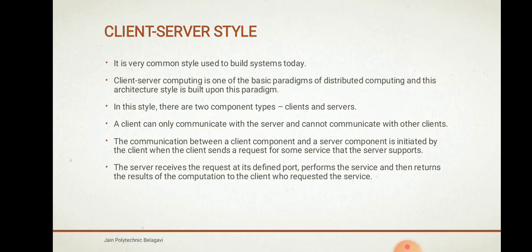The communication between those two components is initiated by the client. Always the client sends a request for a service that a server supports. If the client wants some service from the server, the server will receive the request at a defined port, perform the service, and then return the results of the computation to the client who requested the service.